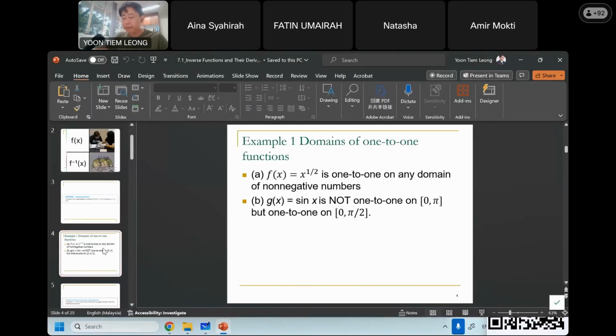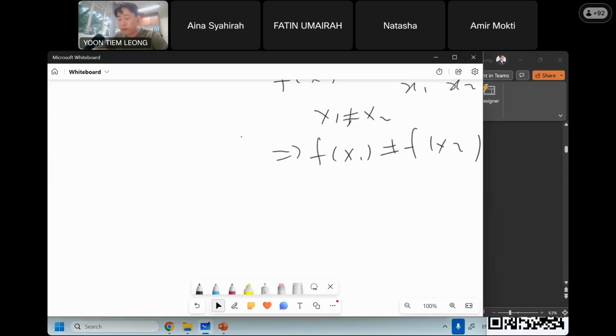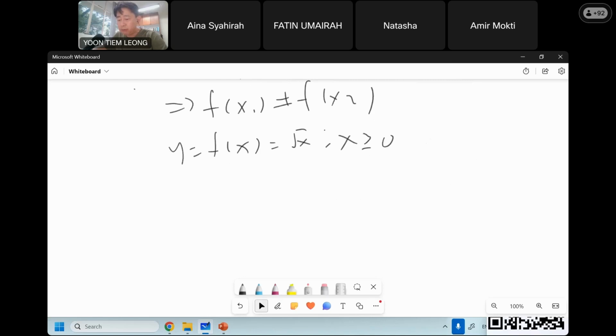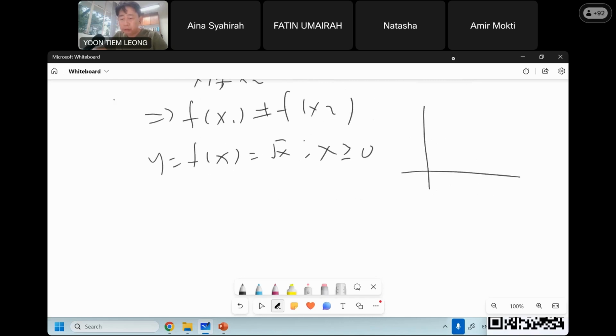For example, y equals the square root of x. Let us look at this very simple function, where x is defined only for x that is positive. For this kind of function, you know that its graph is like this. And this is one-to-one because anytime we pick different values of x1 and x2, the values of the function would be different.